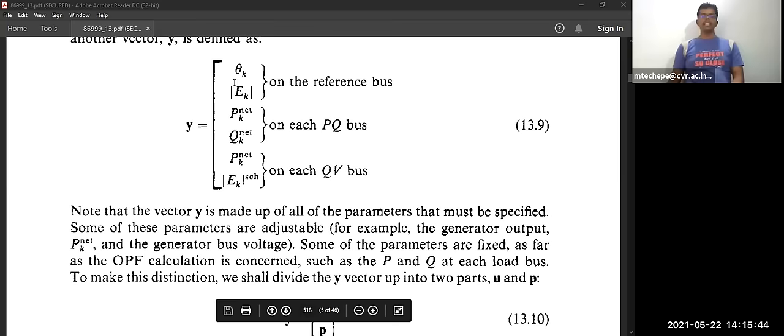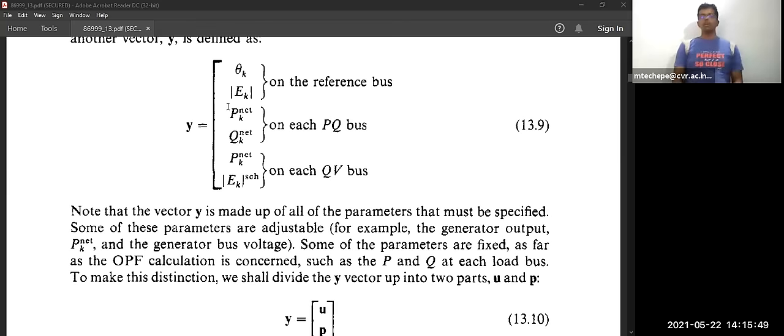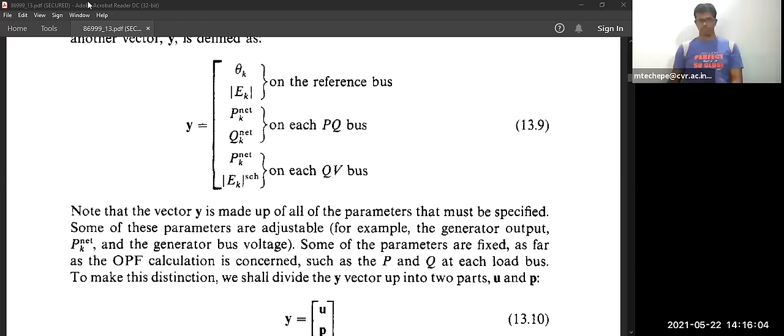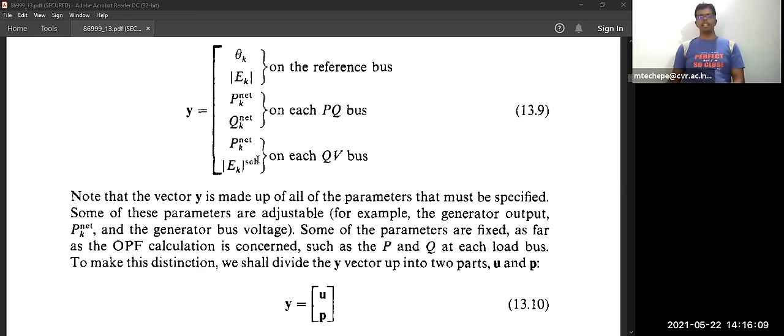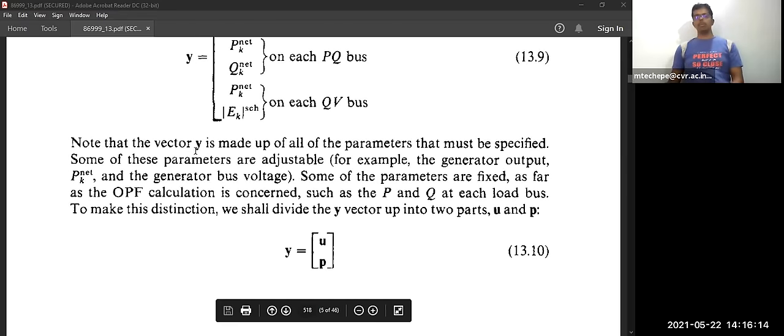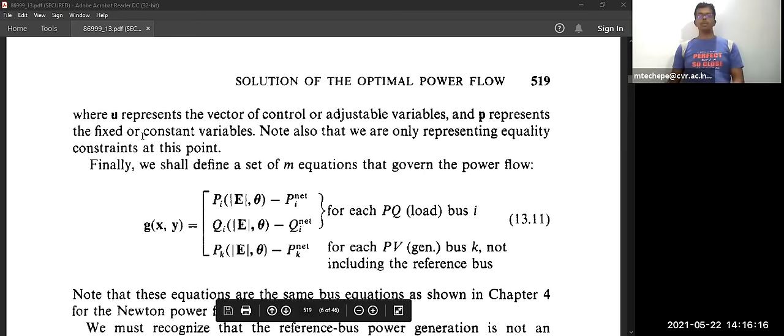If we take all the parameters inside, it will become much more. So for simplicity, we are just making this y into two terms, u and p. Again, we are dividing this y parameter into u and p, where u represents the vector of control.